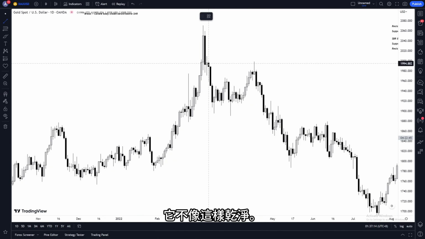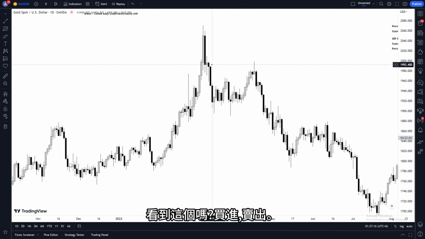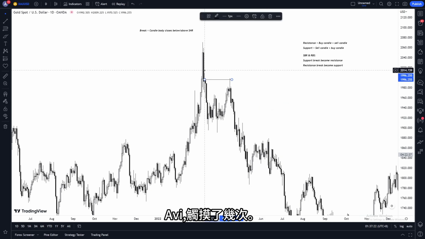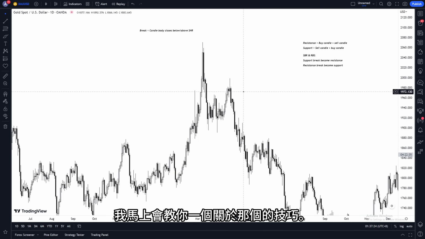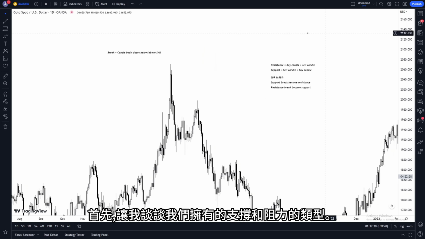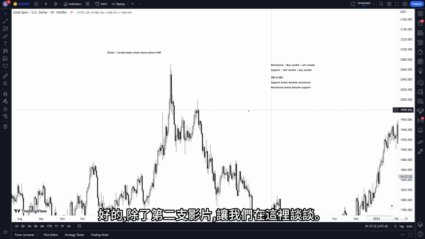See this? Buy, sell. See how clean? Just one time it touches and it goes down. Versus the one that touched a few times. I'll teach you a trick about that in just a second. First, let me talk about the types of SNR that we have.